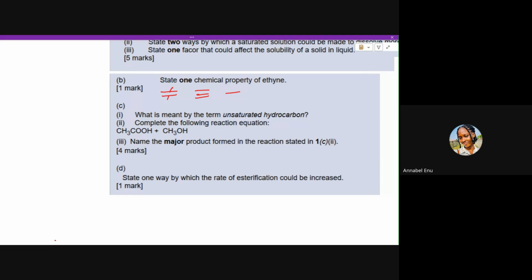And then the next question, what is meant by unsaturated hydrocarbon? We've been mentioning this over and over again in this class. So when we say a hydrocarbon is unsaturated, what do we mean?